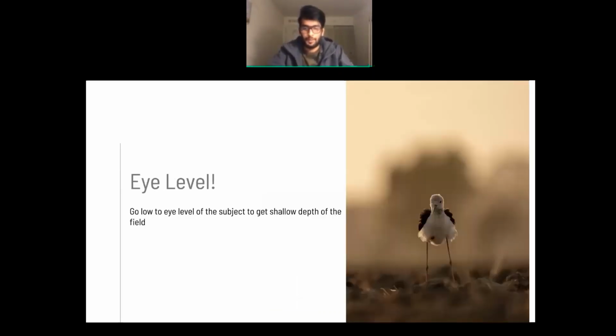Okay, so this one is the important one. In wildlife photography, if you are capturing a bird or any animal, you have to go to eye level of the subject to get the shallow depth of field. As you see here, the foreground as well as the background have a kind of blurry nature, and that really gives life to this photo because my subject is in focus. This is where you go to eye level, and this really matters in wildlife photography while capturing lions or tigers.